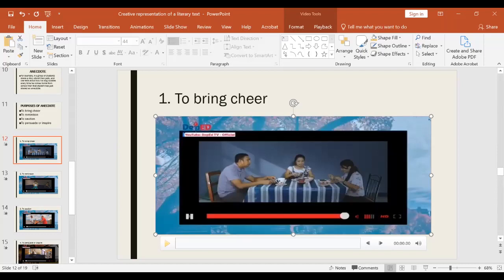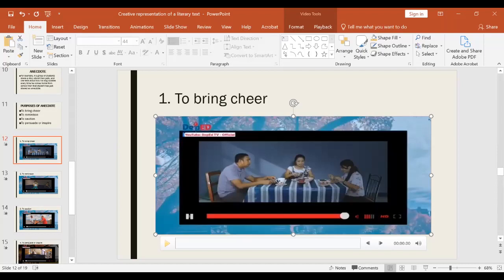Pag nag-open ka ng story with your family, nagkakaroon kayo ng bonding, mas nasha-share mo sa kanila yung mga experiences mo. And then, syempre, ang positive side nun is nagiging open kayo sa family. And the main purpose of that is to bring cheer or laughter. So nagtatawanan na lang sila because of your anecdote.